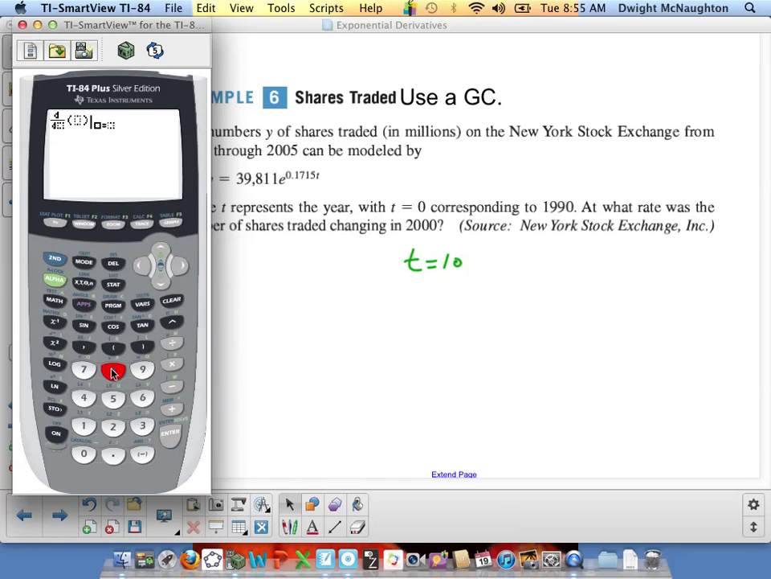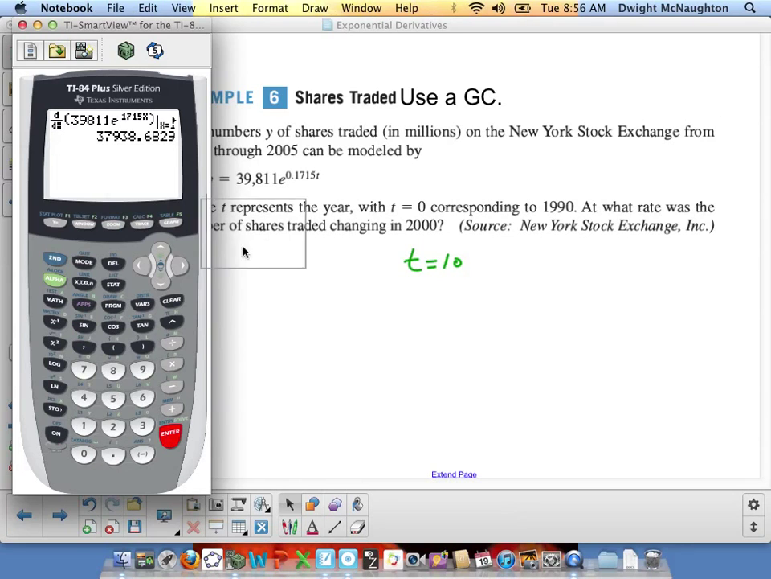I can change the variable in my calculator, or I can keep it the same. T is above the 4. I'd like to change it. We're going to do it with respect to x. So instead of having 39.811 e to the 0.1715x, or t, I'll go 39.811, excuse me, e to the 0.1715x. And now when x equals 10.